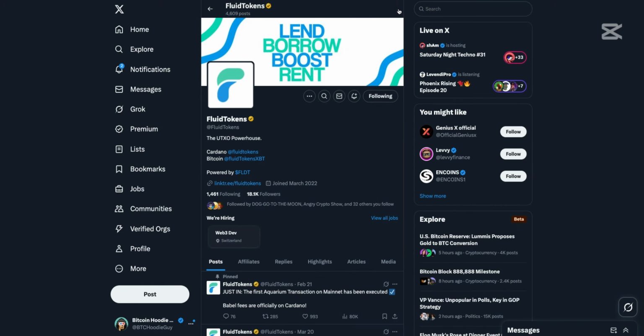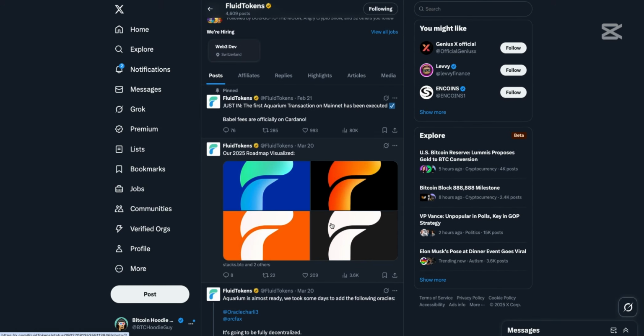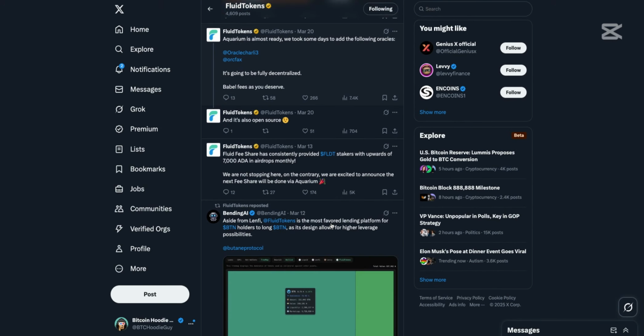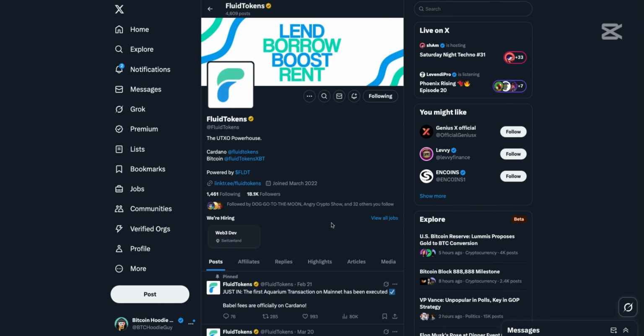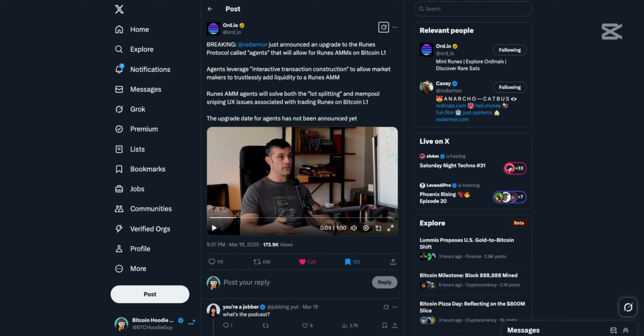And then Fluid Tokens, I think they're going to be bridging it to Cardano. I haven't seen any further news, but I think that's in the works. So those will be a couple exciting things. But I think most importantly, what Casey Rodarmor will be doing on his next upgrade could help with some of the UX issues associated with just buying and selling runes, making it easier to buy and sell runes without having to lot split, because sometimes it's kind of a pain to buy however much you want on Magic Eden. And so that's pretty cool.